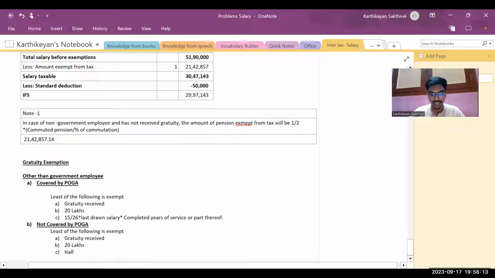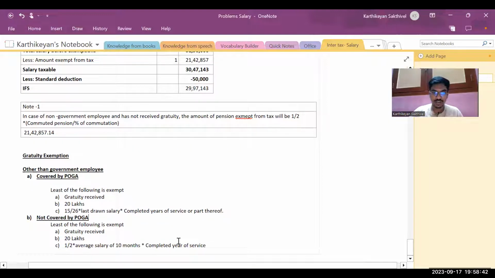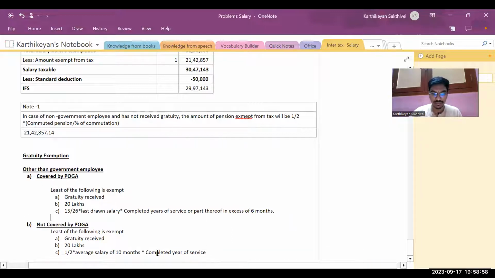However, if we go for point C, it is half month salary: 1 by 2 into average salary of 10 months into completed years of service alone will be here. So the major difference between an employee covered by Payment of Gratuity Act and not covered will be there only in point C. Right.